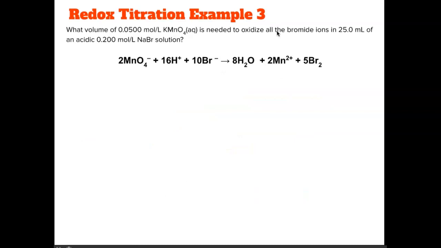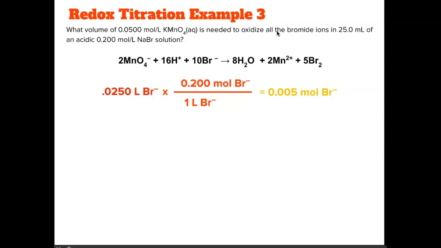Okay, on to example number 3. It says, what volume of 0.05 molar potassium permanganate is needed to oxidize all the bromine ions in a 25 milliliter sample of 0.2 molar bromine? So I'm going to start with my volume of bromine and multiply it by its molarity. In 1 liter of bromine, I have 0.2 moles of bromine ions. That gives me 0.005 moles of bromine.